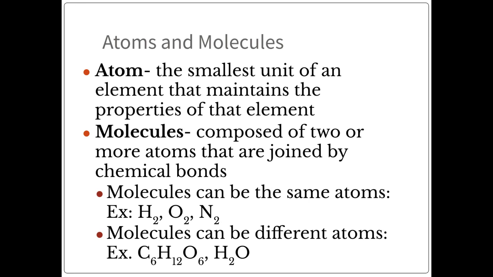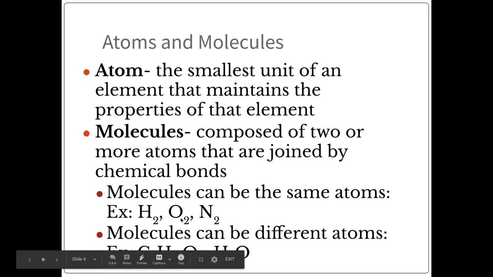Then you've got molecules, which are composed of two or more atoms that are joined by chemical bonds. So in order to break a chemical bond, you need a chemical reaction to break it apart. These molecules that are bonded together can be of the same atoms, like H2, which is hydrogen gas, O2, which is oxygen gas, and N2, which is nitrogen gas. Three very common gases in the atmosphere. Nitrogen is the most common. And those are called diatomic molecules, di meaning two. So H2 right here, and O2 and N2 are diatomic molecules.